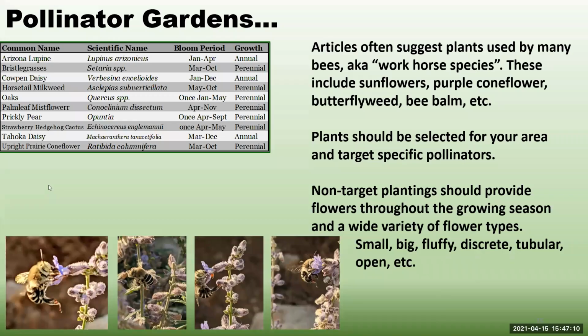And then if you're trying to do non-target plantings, you just want to seed things out. Your plants should produce flowers throughout the growing season. So you want to also incorporate a wide variety of flower types. And what I mean by flower types are small flowers, big flowers, ones that are really fluffy, ones that are kind of discreet, tubular flowers like you see in the sage, or open like a sunflower or a dandelion. The more diversity of flower texture, size, and shape, the better we will be covering the diet breadth of our pollinators in the area.